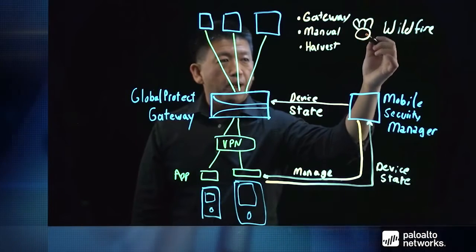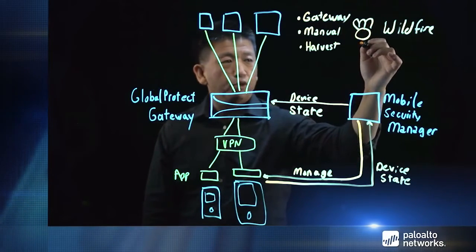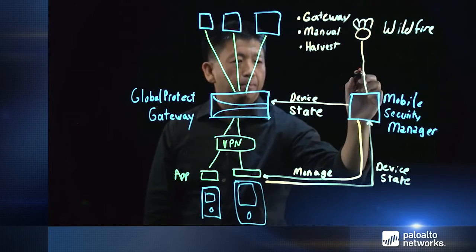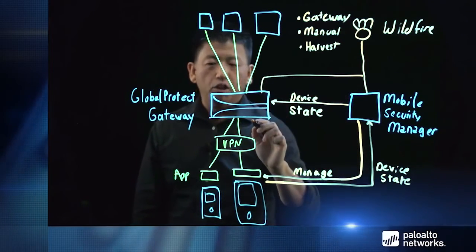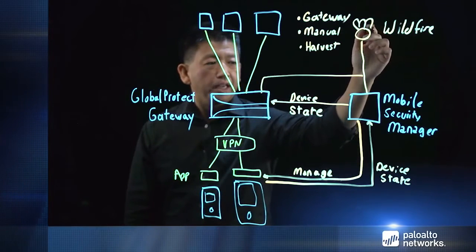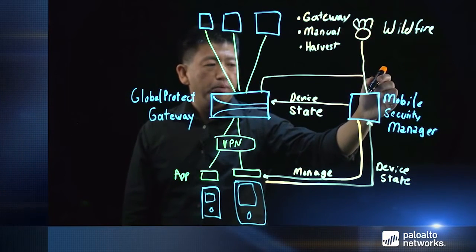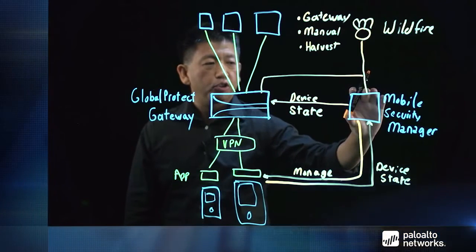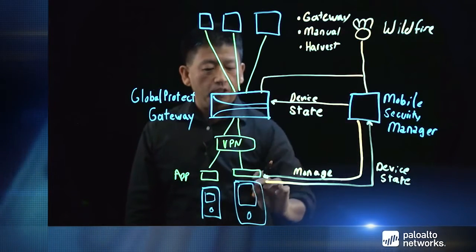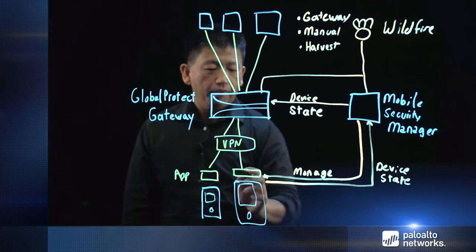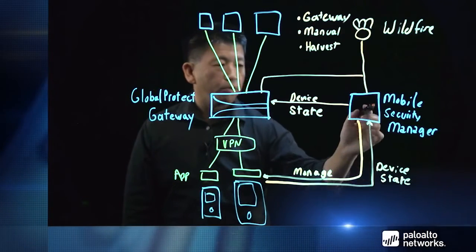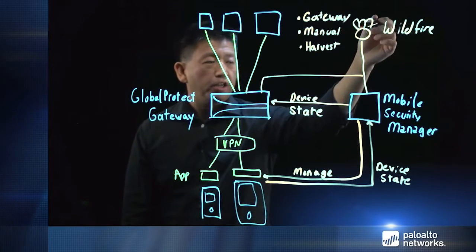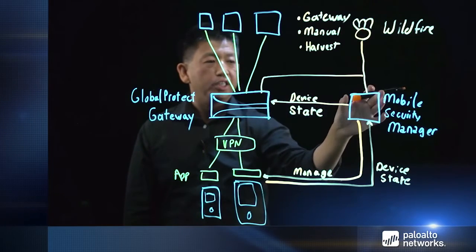Now, if there is malware found in a particular app, we share information about the malware with the Mobile Security Manager and the GlobalProtect gateway. Being able to share information about malware with the Mobile Security Manager gives you a way of doing malware detection on your mobile device. Remember, information about device state, including the apps that are running on it, is shared with Mobile Security Manager. With information about malware coming from WildFire, we can detect the mobile devices that are infected.